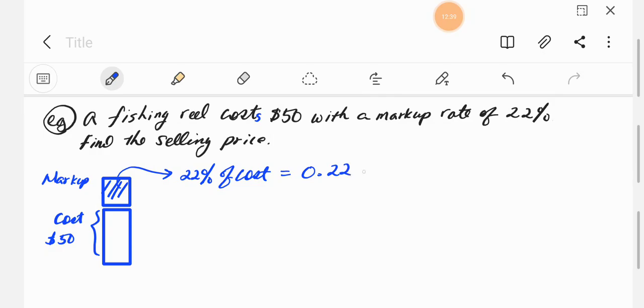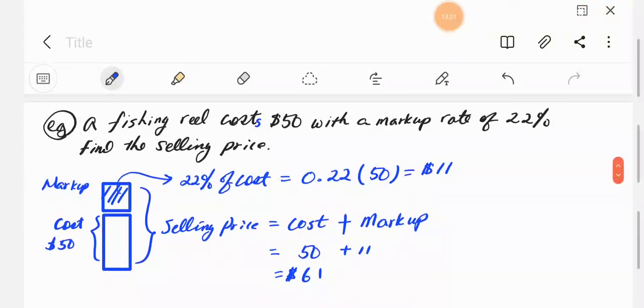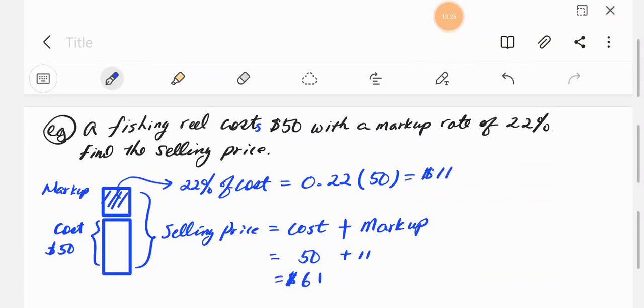So 0.22 times $50 is equal to $11, isn't it? So the markup is $11. So what is the selling price? It's the sum of the cost and the markup. So the cost is $50 plus $11. So that is $61. So this is the selling price. The selling price is $61. Very simple, isn't it? So draw a diagram, and the base for the markup is always the cost. So X% of the cost, that is the markup.